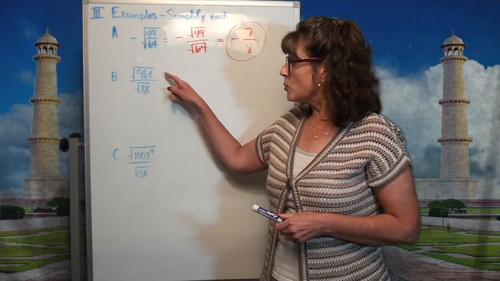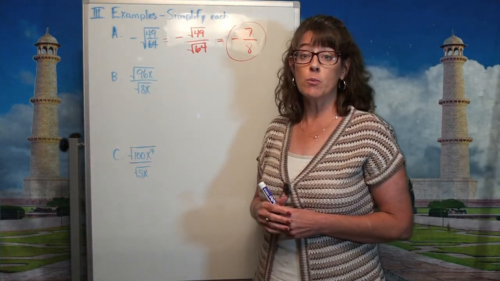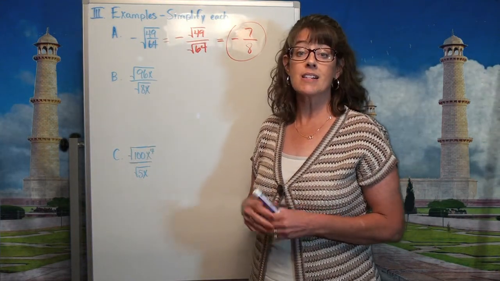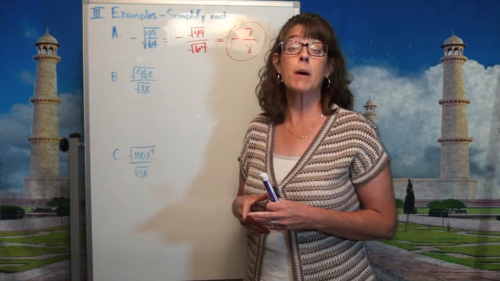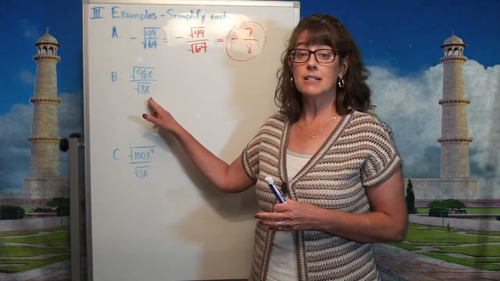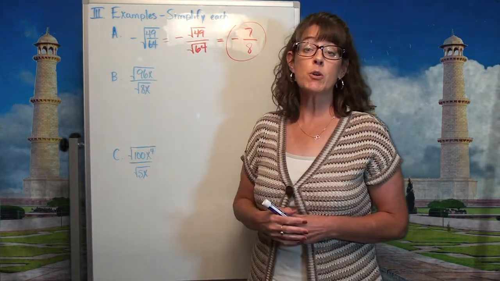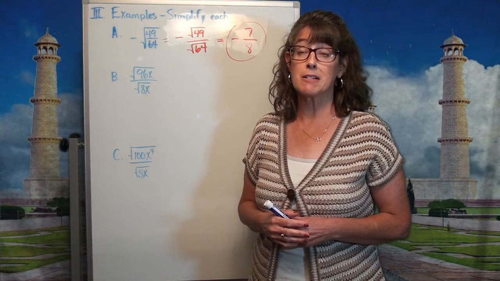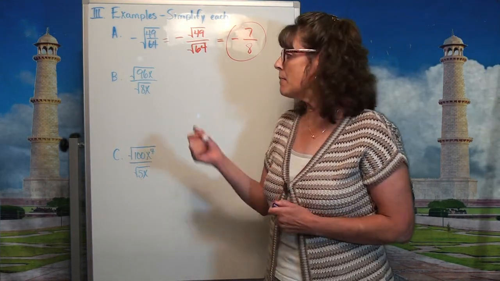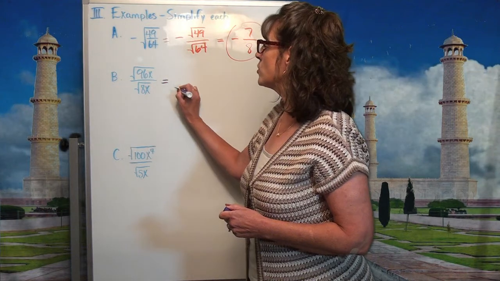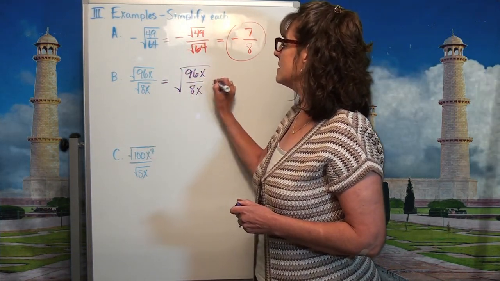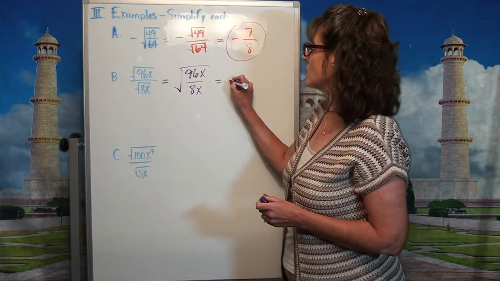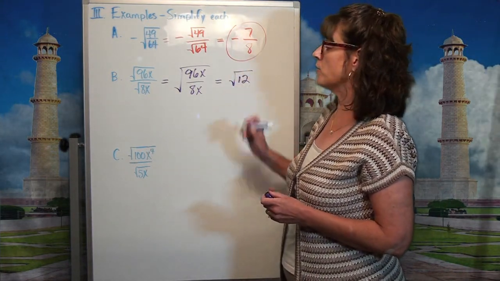I could take the square root of 96x on that numerator and then take the square root of 8x and then do the division. And can you think of a number that you can multiply by itself to create an 8? No. Can you think of a number you can multiply by itself to create a 96? No. So maybe what would be better would be to use that quotient rule and put them together like this, because 96 divided by 8 is going to give me a 12.